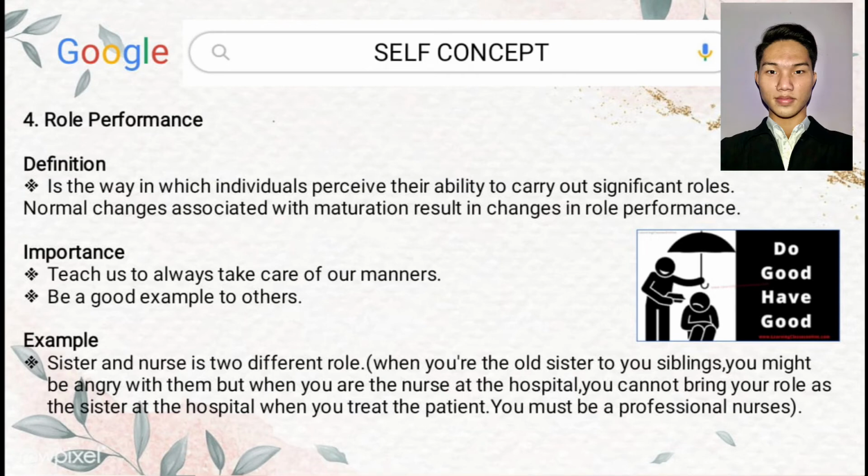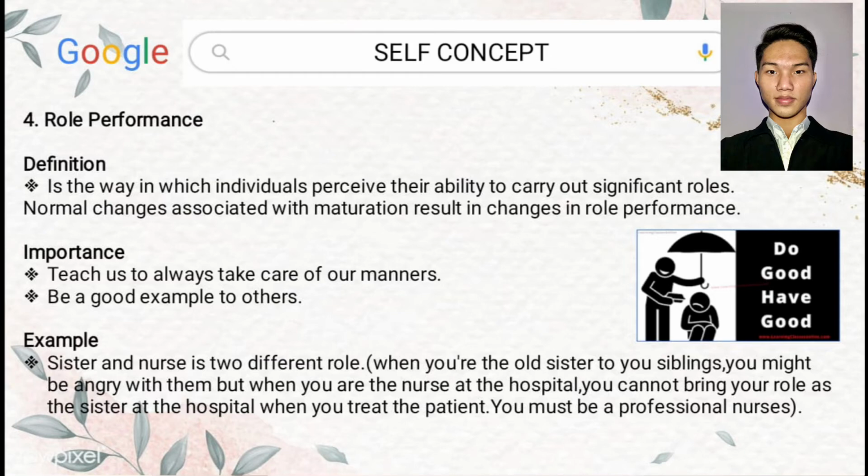The last one is role performance. The definition is the way in which individuals perceive their ability to carry out significant roles. Normal changes associated with maturation result in changes in role performance. The importance of role performance is that it teaches us to always take care of our manners and be a good example to others.